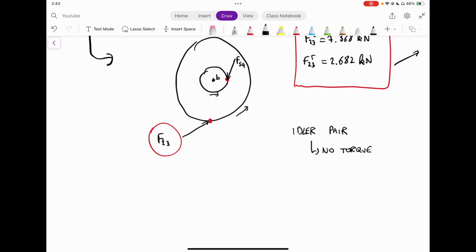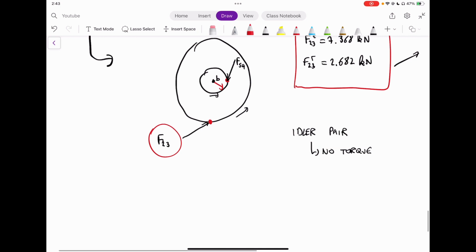So in the previous problem that we had, it was very easy to find F43, or the reactionary force of F4 onto F3, because we had both forces on the same gear. In this case, the two forces are on different gears. So in order to satisfy that the torque is equal to 0 due to an idler pair, the force from 5 to 4 is going to have to be much higher because it has a smaller moment arm.